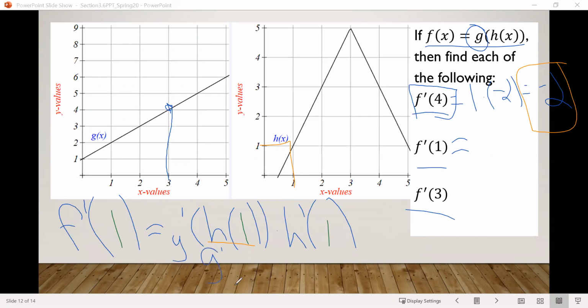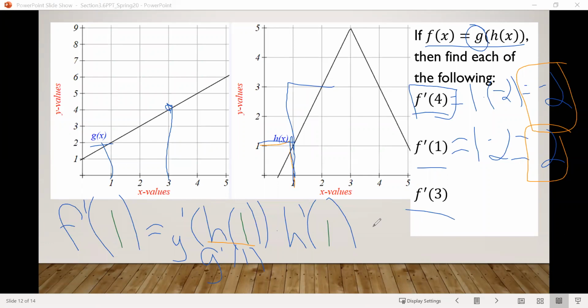Here we go. g prime of 1, which if we look over here again, the slope at that point looks like it's going to be 1. So our f prime of 1 is going to be 1 times h prime of 1. Look at the slope over here at 1. It looks like that one is up 2 over 1. So we do 1 times 2, which gives us a positive 2 for the value of our derivative.